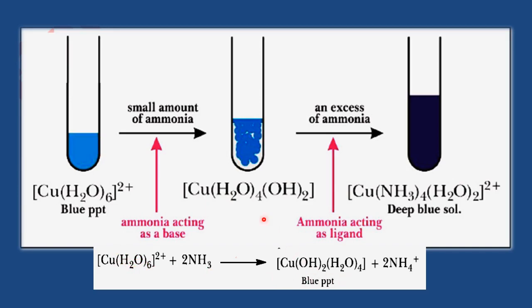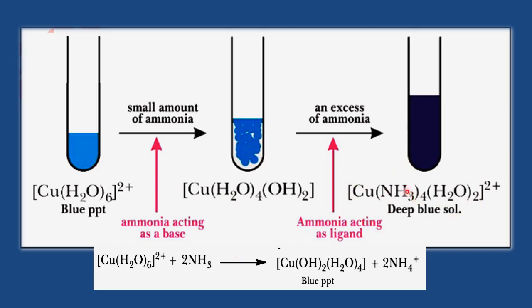Now students, after obtaining these precipitates, if we add a little more ammonia, meaning ammonia in excess, then it is going to act as a ligand now and is going to incorporate into the coordination sphere. As you can see, a deep blue colored solution is obtained because of the formation of this complex, which is tetraamminediaqua copper(II) ions.